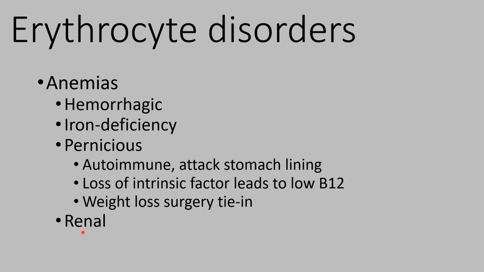Next, renal anemia. Here, the kidneys are either not detecting the low oxygen or not releasing erythropoietin. Whatever it is, the kidneys are not telling the red bone marrow to make erythrocytes, and therefore we can't carry oxygen as well.